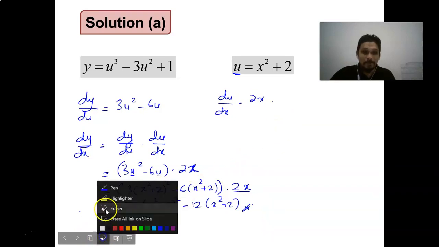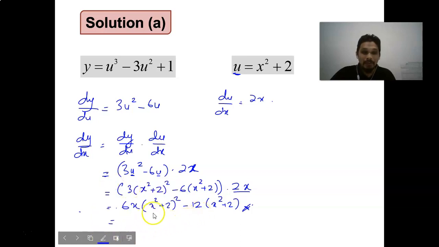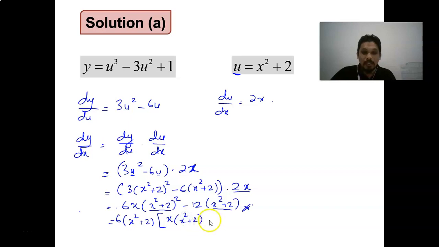Okay, I get the idea now. So we are going to factorize because we get the same term here, x squared plus 2 and x squared plus 2. So then we take one of these, while we only have one here, and between 12 and 6, take 6 out, with x, and then (x squared plus 2) minus 2. There you go.